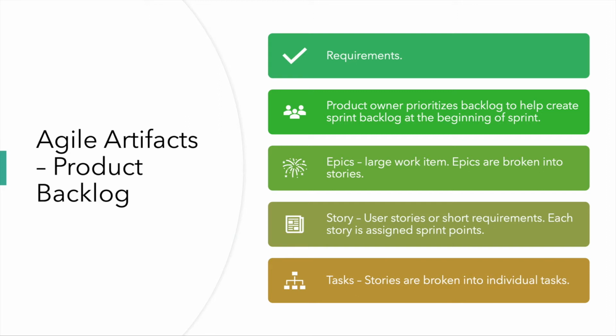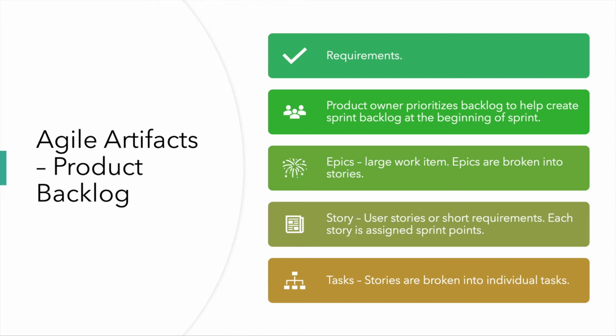Once a product backlog is created, at the beginning of the sprint there will be a sprint planning meeting where the product owner would prioritize certain items in the product backlog that are planned to be implemented first and move them to the sprint backlog.